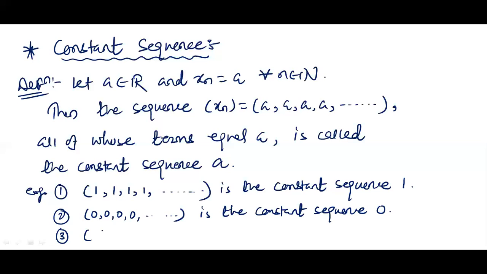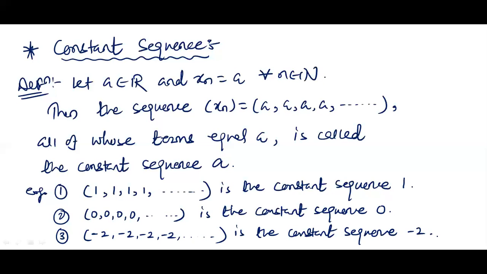Suppose we have a sequence whose all terms are -2. Means this is the constant sequence -2. You can say that a constant sequence means a sequence whose all terms are equal.